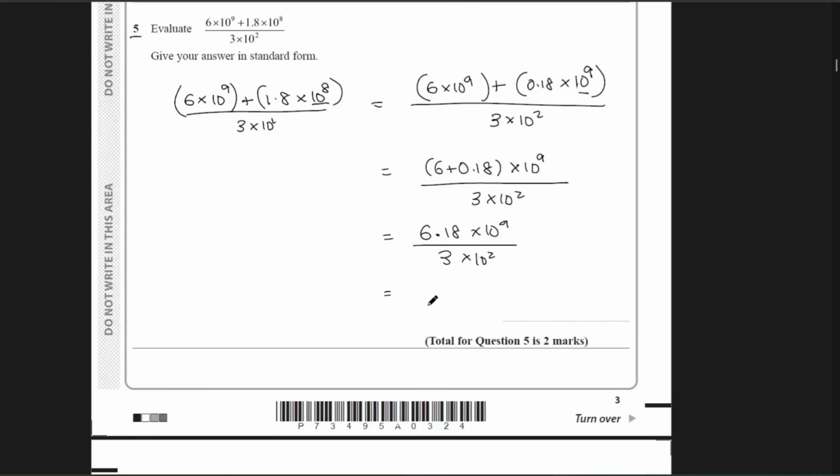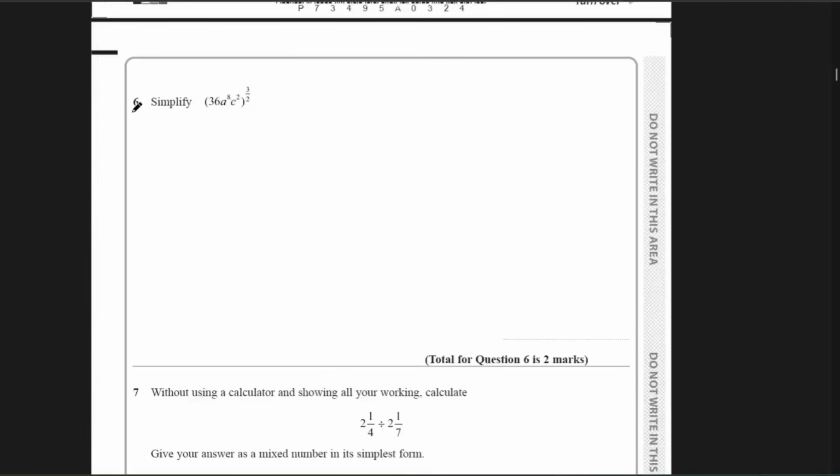And we can use a calculator. 6.18 divided by 3 gives me 2.06. And the powers, if I send 10 to the power 2 to the numerator, that becomes 10 to the power minus 2. That means it'll be times 10 to the power 9 minus 2, which is 2.06 times 10 to the power 7. That's the final answer. Okay, let's look at question 6.